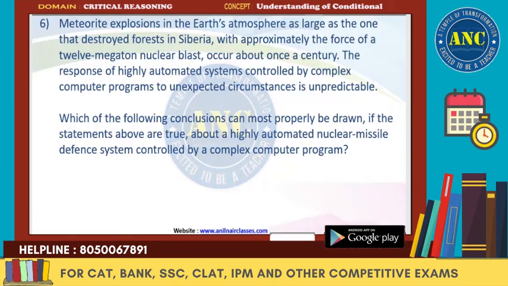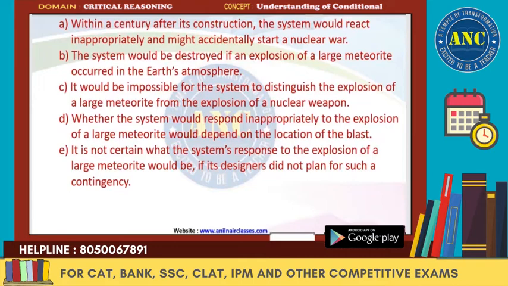They're asking which of the following conclusions can most properly be drawn if the statements above are true about a highly automated nuclear missile defense system controlled by a complex computer program. Option A. Within a century after its construction, the system would react inappropriately and might accidentally start a nuclear war. Now, this cannot be inferred. Why? Because it is consistent with the stated information that no meteorite explosion will occur within a century.